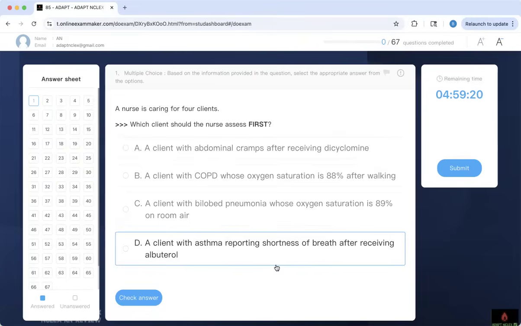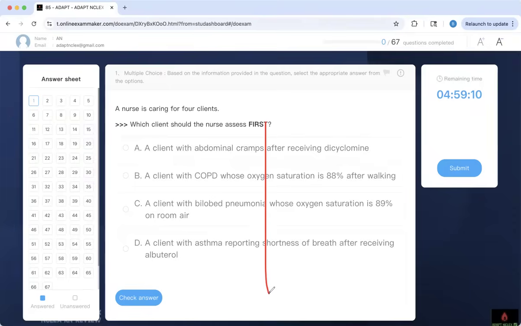Prioritization 101. Use B sharp and you'll be golden. How do you do B sharp? Divide the question into two, find what is the problem, and compare them. That's all. And this is the way I will read it. Client, right? Abdominal cramp after receiving dicyclomine. Is that what you expect?